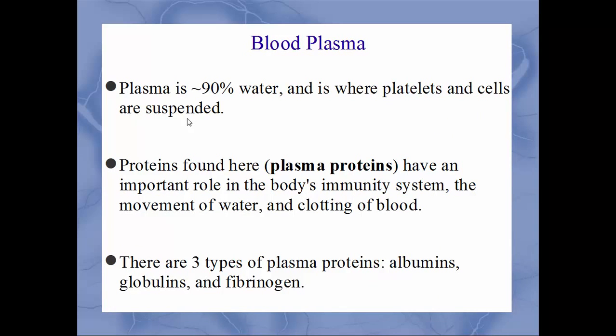Alright, we'll move on to the blood plasma. The liquid part of the blood, it's about 90% water. And here's where you find the platelets and all the cells that are suspended in this plasma. The proteins that are found here, the plasma proteins, which is why they're called plasma proteins, proteins that are found in plasma, have a very critical role with the body's immunity system, the movement of water in and out of the tissues, and also with the clotting of blood. There are 3 types of plasma proteins: the albumins here, globulins, and fibrinogen. We'll talk about these one at a time.